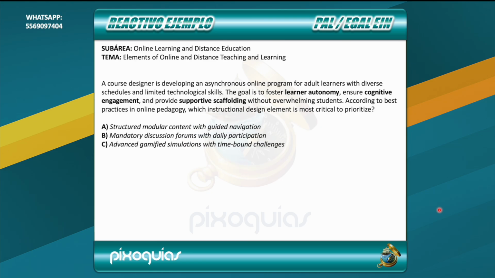This exercise is from the sub-area Online Learning and Distance Education, and the topic is Elements of Online and Distance Teaching and Learning. A course designer is developing an asynchronous online program for adult learners with diverse schedules and limited technological skills. The goal is to foster learner autonomy, ensure cognitive engagement, and provide supportive scaffolding without overwhelming students. According to best practices in online pedagogy, which instructional design element is most critical to prioritize?